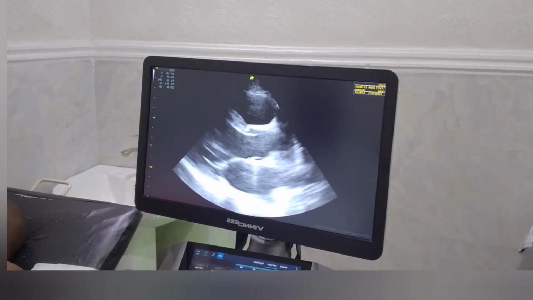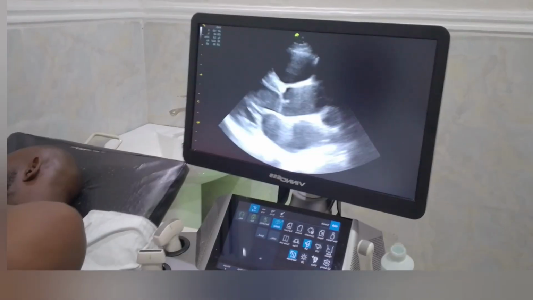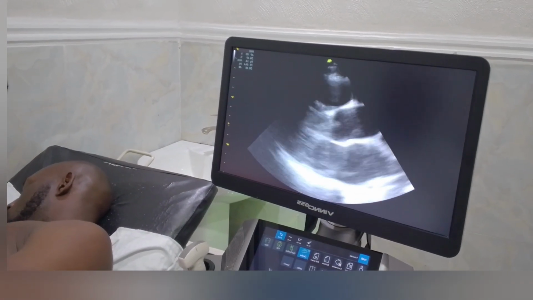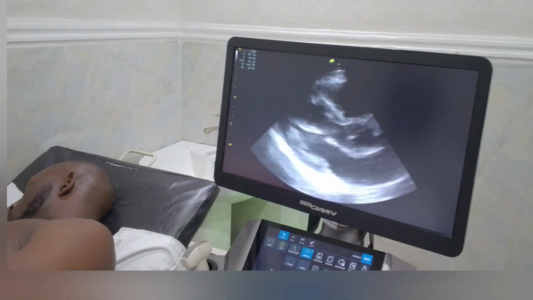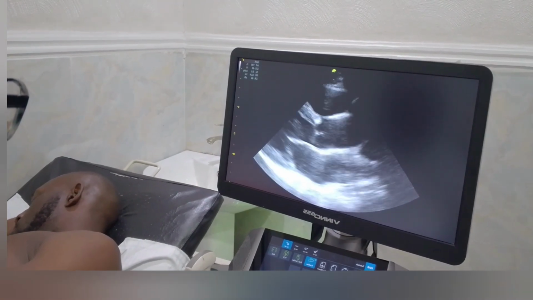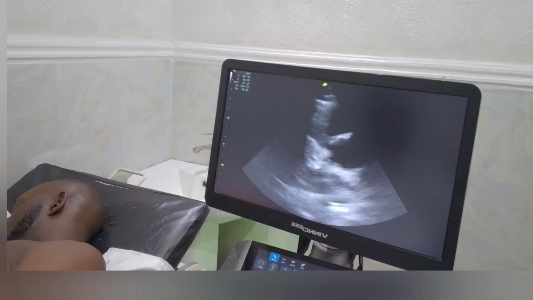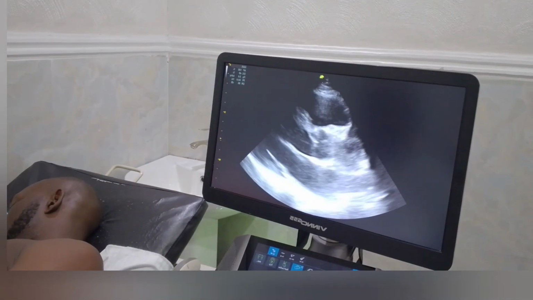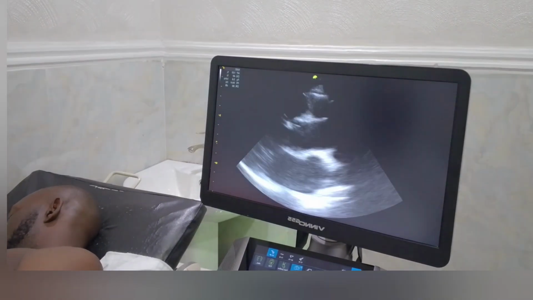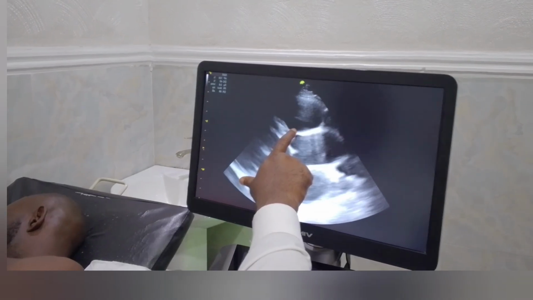Okay. So we have measured that. Are we leaving out anything? No. So these are the measurements that we make in the parasternal long-axis view.